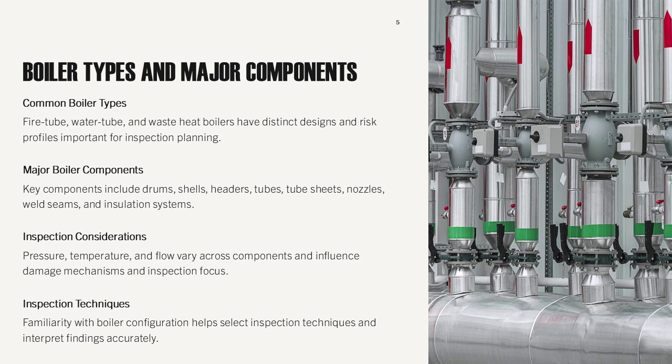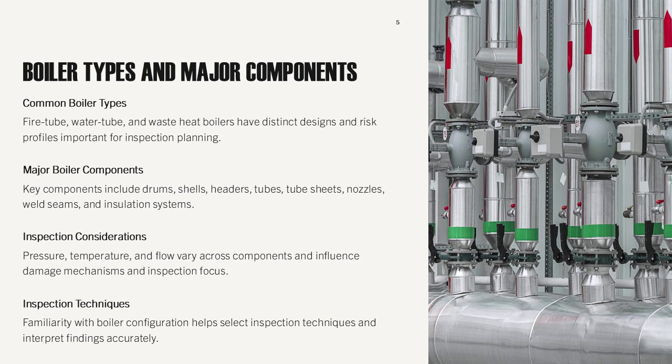Common boiler types include fire tube boilers, water tube boilers, and waste heat boilers, each with distinct design features and risk profiles. Major components typically include drums, shells, headers, tubes, tube sheets, nozzles, weld seams, supports, and refractory or insulation systems. Inspectors must recognize how pressure, temperature, and flow conditions vary across these components, as these factors directly influence damage mechanisms and inspection priorities.